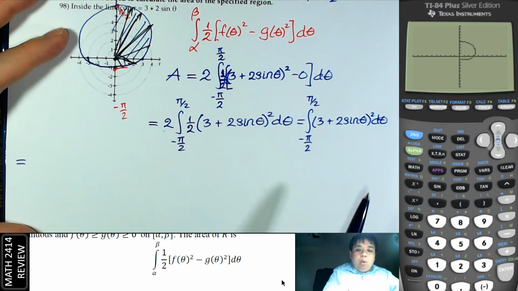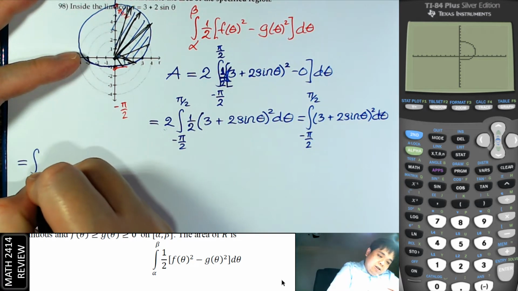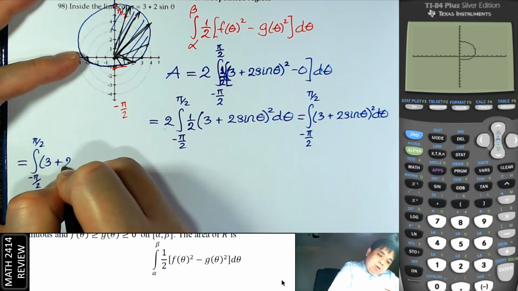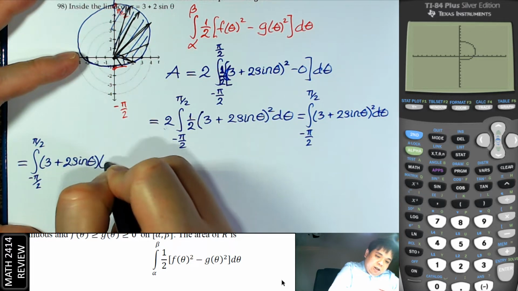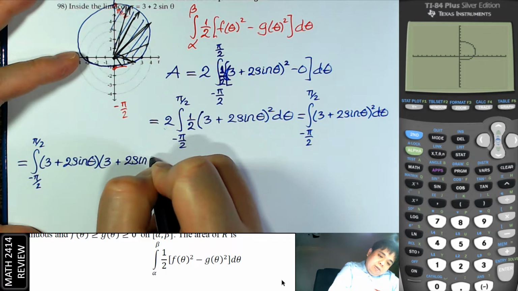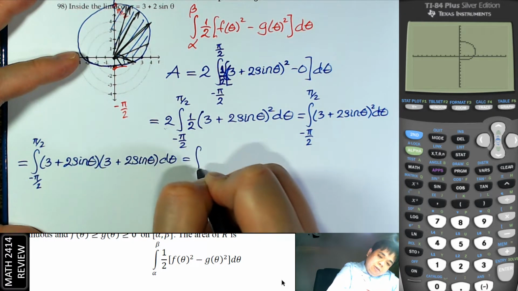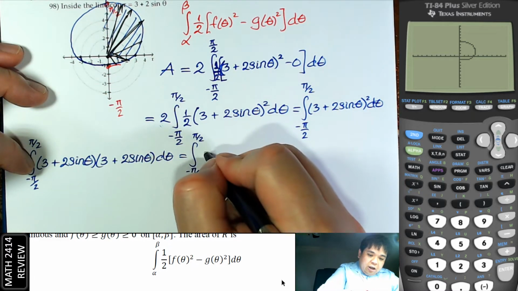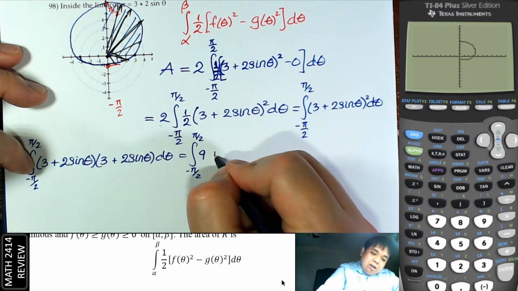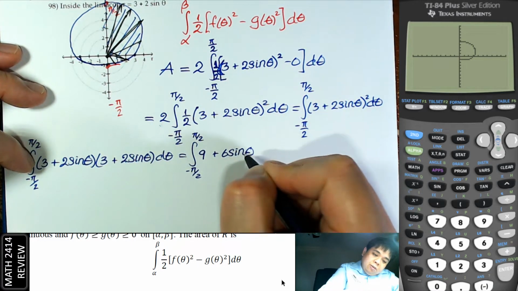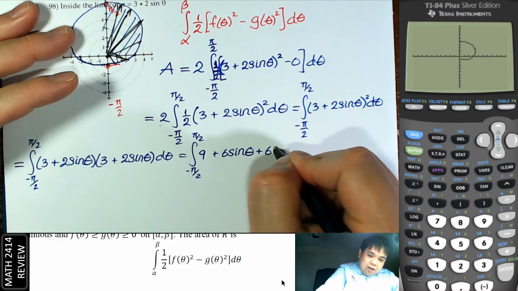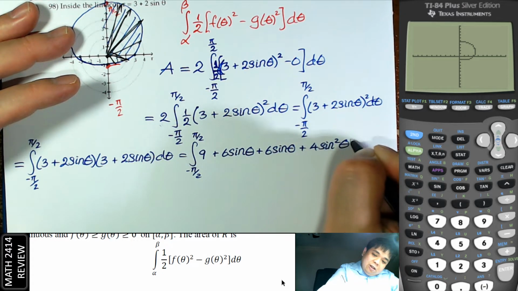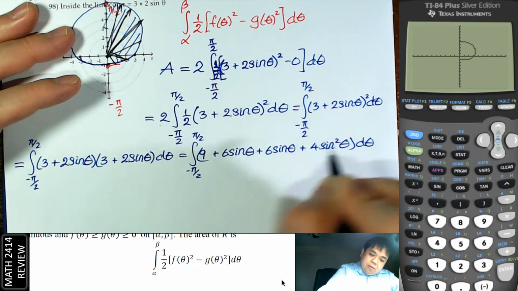Now, when we multiply this out, 3 plus 2 sine theta and 3 plus 2 sine theta. Three times 3 is 9. 3 times 2, that's 6 sine theta, and 6 sine theta, plus 4 sine squared. And that's 12.